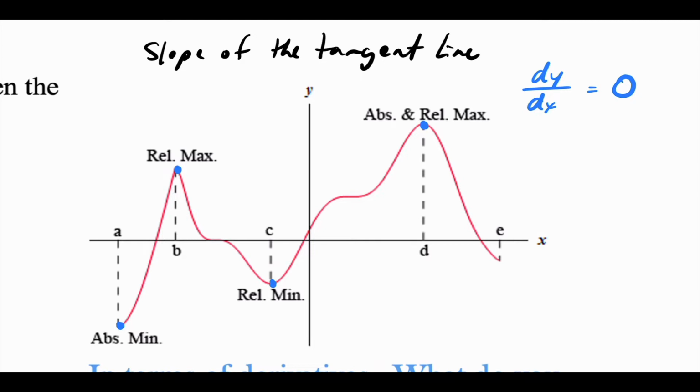That's what we're going to do today. How do you find those points without having a graph? That's what this section is about. How do we find all of these points without having a graph? Because we can't use a graph. We can't make a graph. We can't use a graphing calculator.